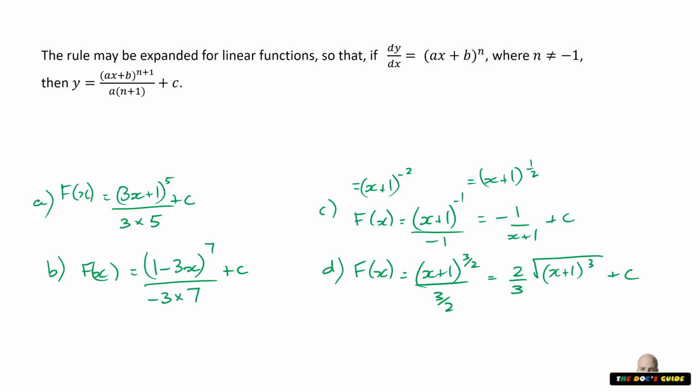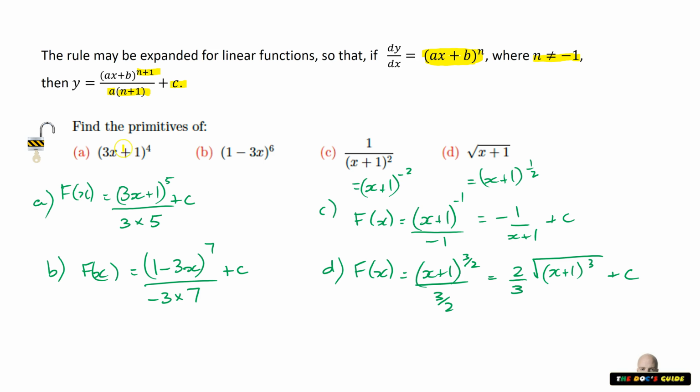Now, moving on, what we can do is that we can cope with linear functions which look a little bit more complex. So if we have dy dx equals (ax plus b) to the n, and again, where n is not equal to minus 1, then we can undifferentiate that by saying if we raise the power to n plus 1, we'll divide by that n plus 1, but we'll also divide by the differential of the brackets, and we'll add our constant of integration.